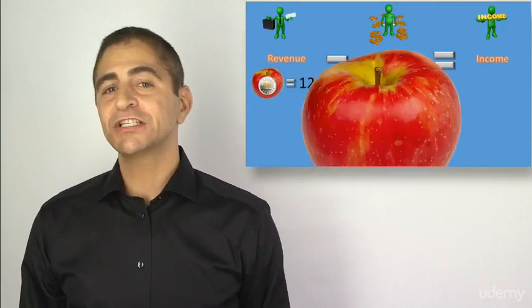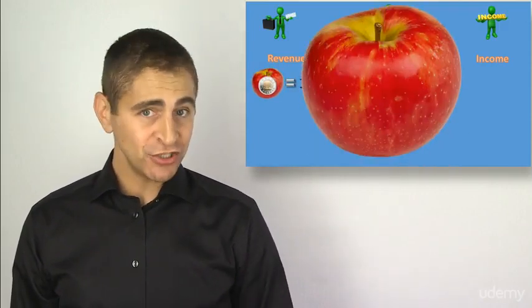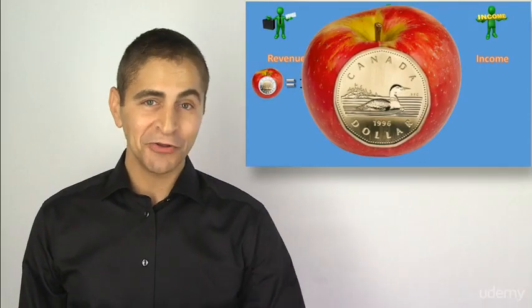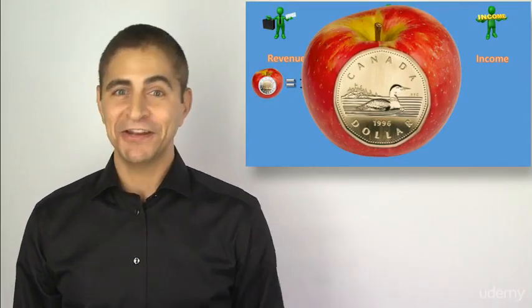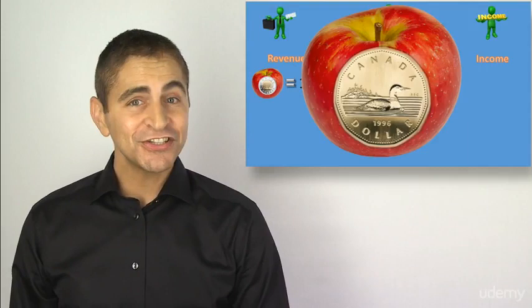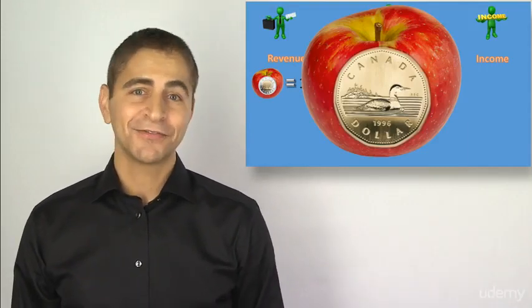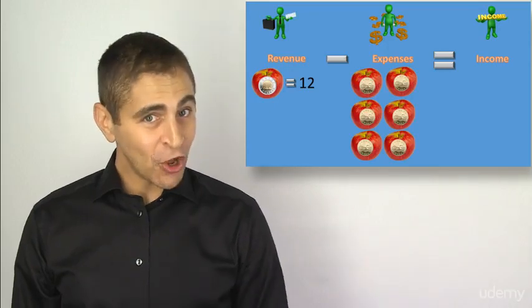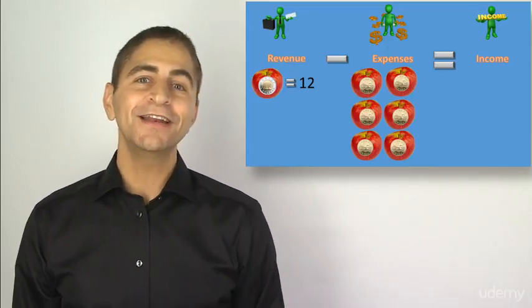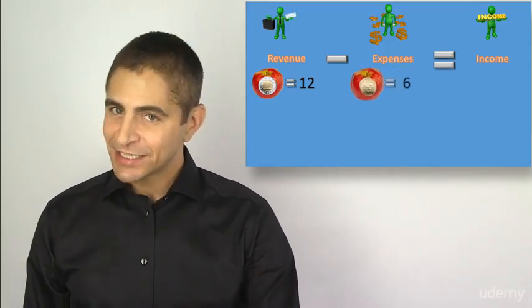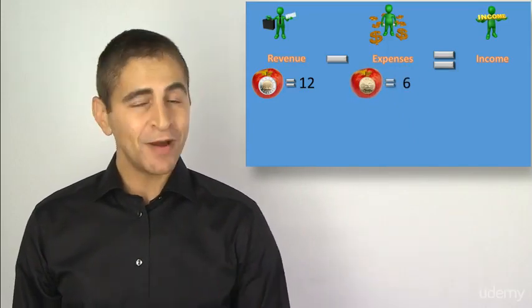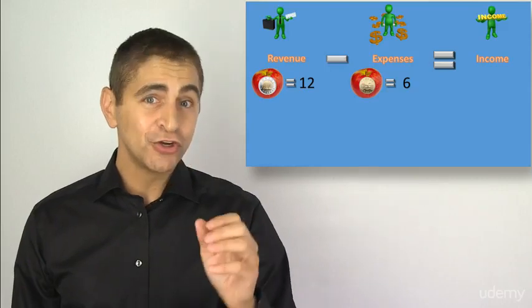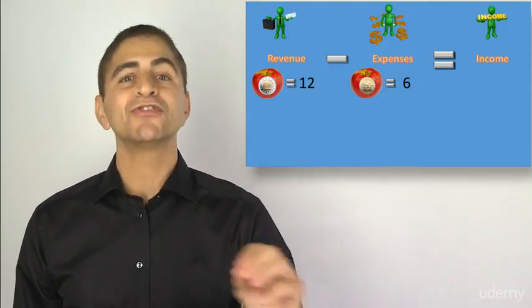Now, in terms of expenses, it costs you $1 to make 1 apple, okay? That's a Canadian $1 bill. We call it a loonie. Represent. I'm Canadian here. Okay, so it costs us $1 each to make an apple, right? And we made 6 apples. And so the cost of goods sold, right, is $6. Okay, so revenue minus expenses, right, equals revenue minus the cost of goods sold, right, equals your gross profit.